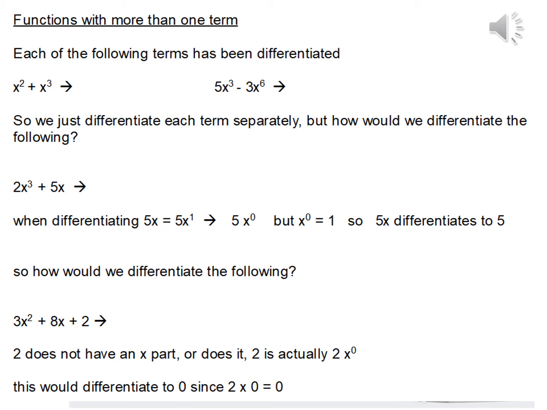That would differentiate to 15x squared take away 18x to the power 5. And then all you need to do is times by the power, reduce the power by 1.